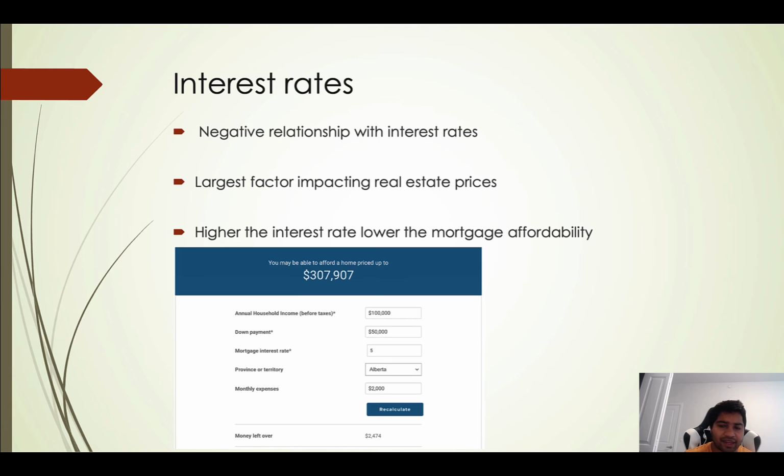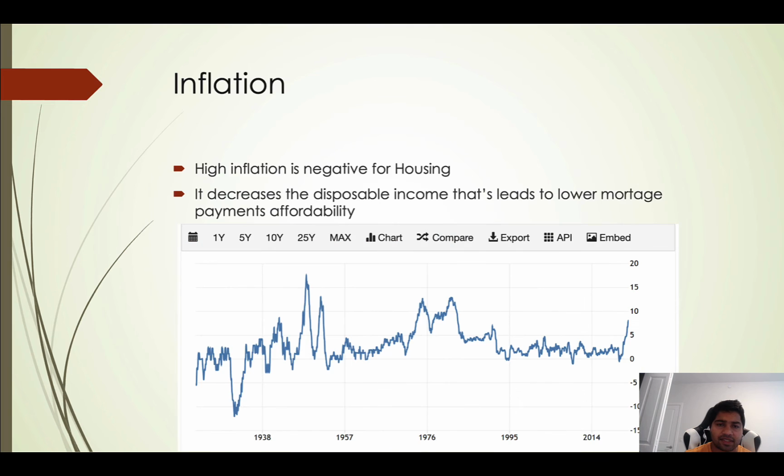Okay, high interest rates are not good for real estate prices. Inflation is also something that impacts real estate prices. High inflation is negative for housing. Inflation means how much you spend on groceries, how much you spend on gas, how much you spend on daily necessities. If that amount goes up, you do not have the disposable income that you might want to spend on housing, right? So if affordability goes down because of high inflation, it impacts real estate because people might not buy properties or buy second homes if they cannot afford to live. So high inflation decreases disposable income, which leads to lower mortgage payments and thereby lower affordability of mortgages.